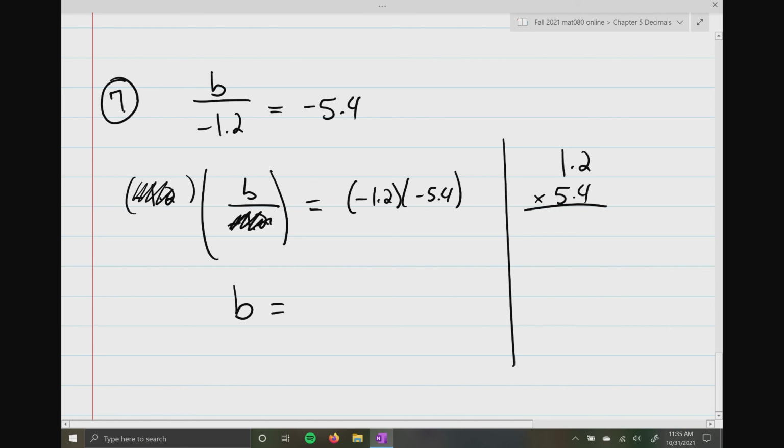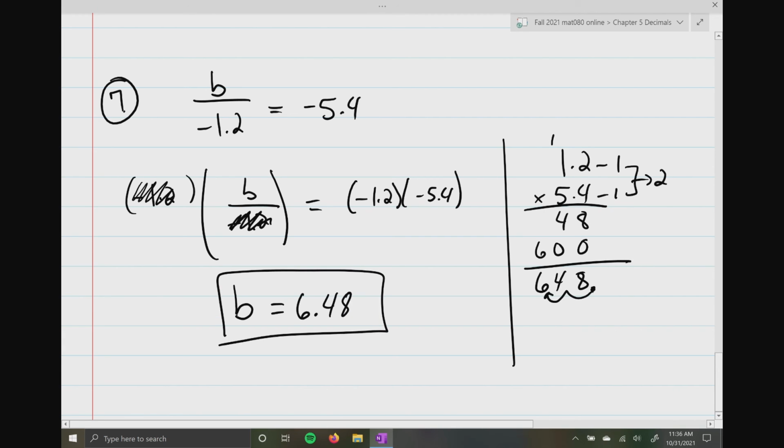1.2 times 5.4. 4 times 2 is 8. 4 times 1 is 4. 5 times 2 is 10. Carry the 1. 5 times 1 is 5 plus 1 more is 6. So now I add straight down. 1 decimal place in 1.2. 1 decimal place in 5.4. For a total of 2 decimal places. So put it on the far right. And just move it 2 places to the left. To give me 6.48.